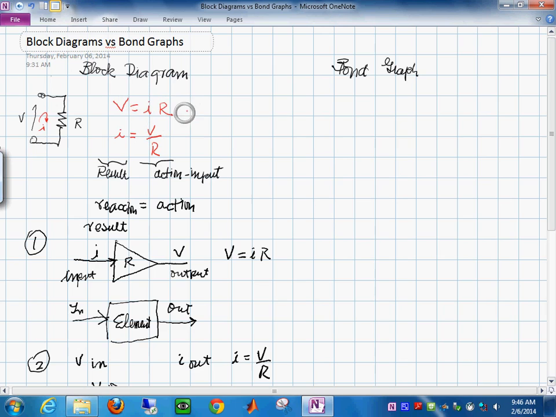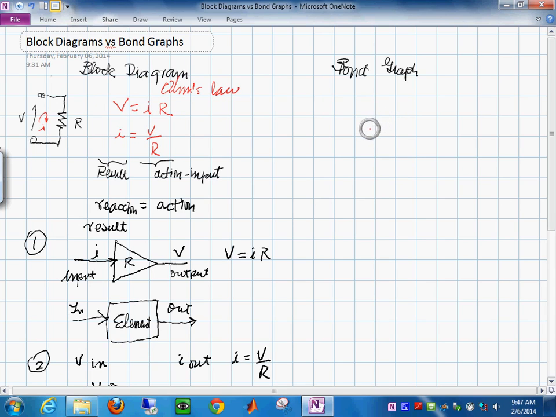That cannot be. All methods of simulation and all systems, some ways of representing a system, are based on the laws of physics. And Ohm's law is one of those, in this case. I'll just write it down so you remember. This is Ohm's law. Now, what's this idea of bond graphs?